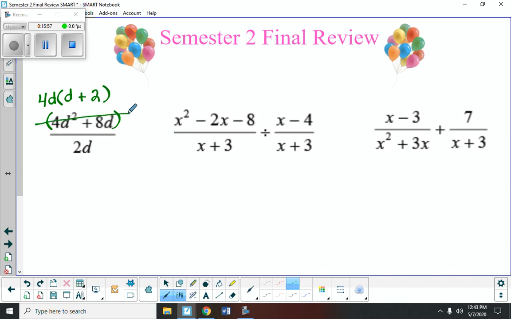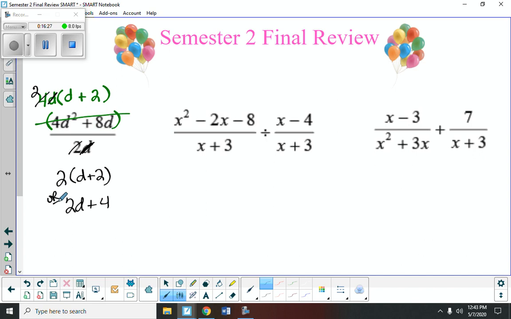Okay? And now, remember, we can cancel factors. So 4 and d plus 2, those are the factors in the top. And 2 and d are the factors in the denominator. So 4 and 2 cancel. Okay, the d's here will cancel. So we end up with 2 times d plus 2 for an answer, or you could write that as 2d plus 4.